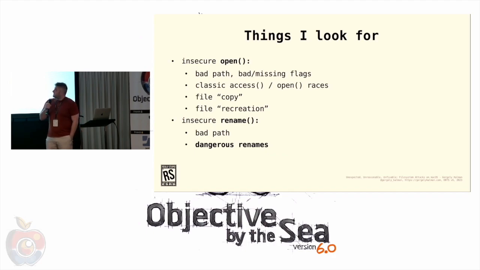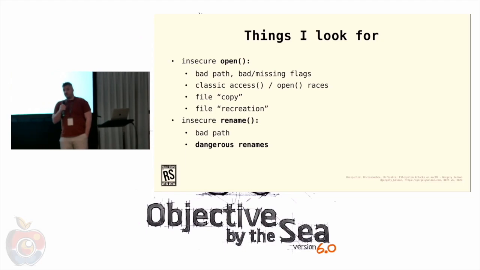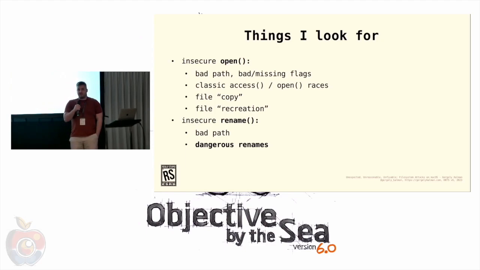It's bad paths and bad missing flags. The classic access open races, which are proven to be impossible to solve. A file copy and a file recreation. POSIX doesn't give you an API for that. There are some Mac APIs, but as I said, POSIX doesn't give you it. So basically you read a file and you open a new one and then write it out. Everybody has to do that boilerplate, and that is everywhere.